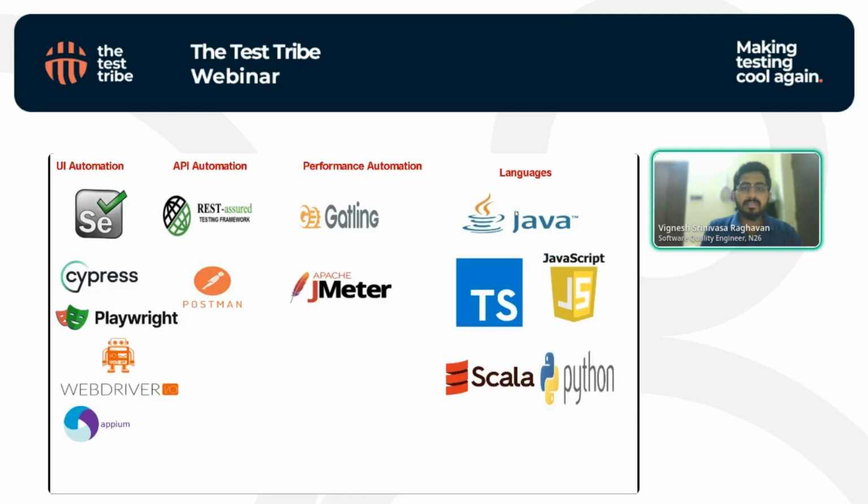And these are small glimpses of all the tools and skill sets which I have expertise in and am giving training for. For instance, with UI, you can see it's Selenium, Cypress, Playwright, WebDriver, Appium. And for API automation, I would be doing REST Assured, Postman. For performance, I'm doing Gatling and JMeter. And these are the languages in which I have profound experience. So that's a quick summary about myself.